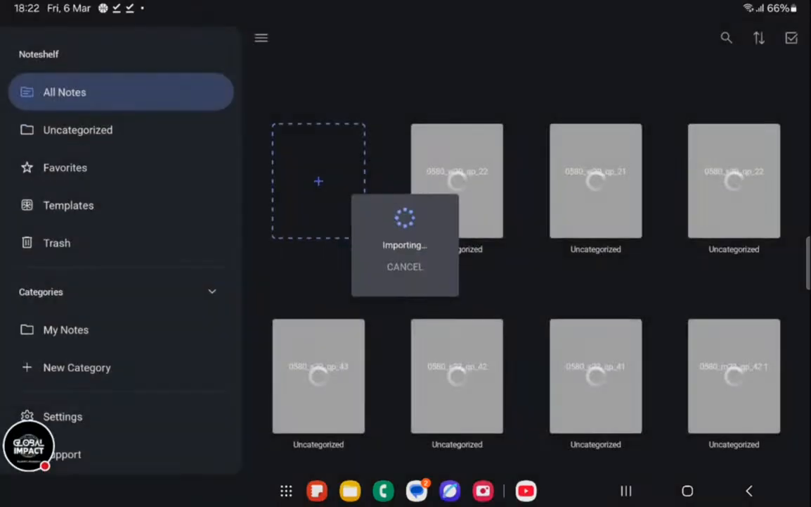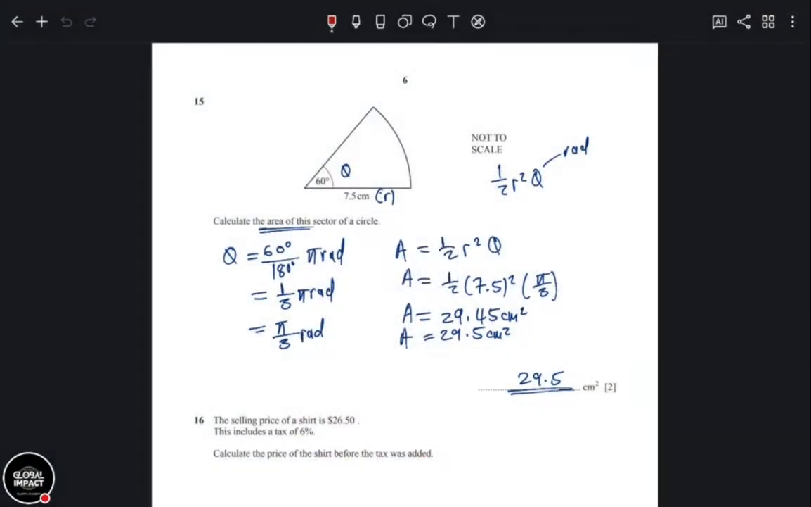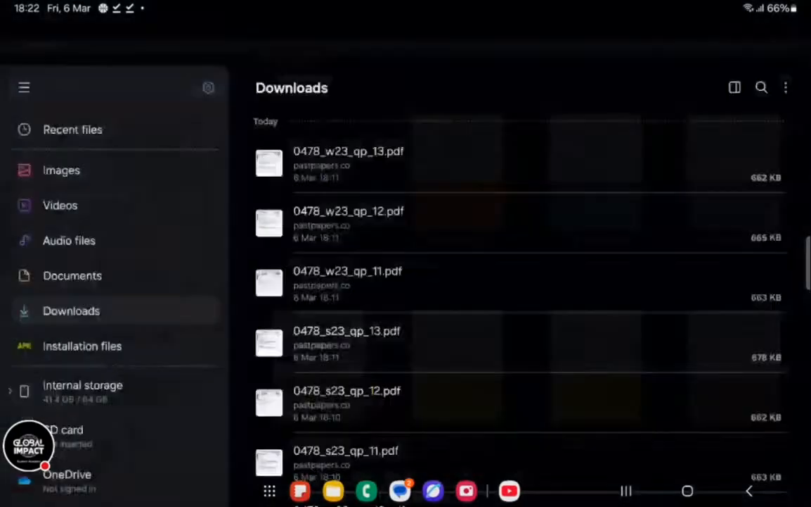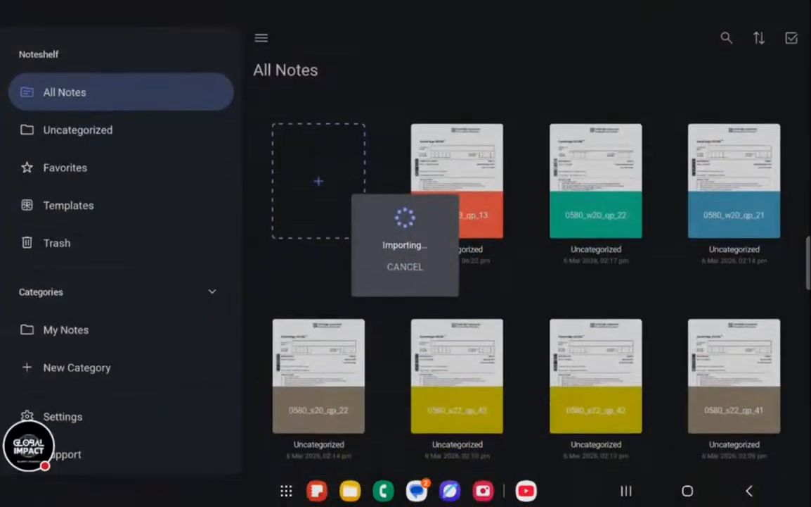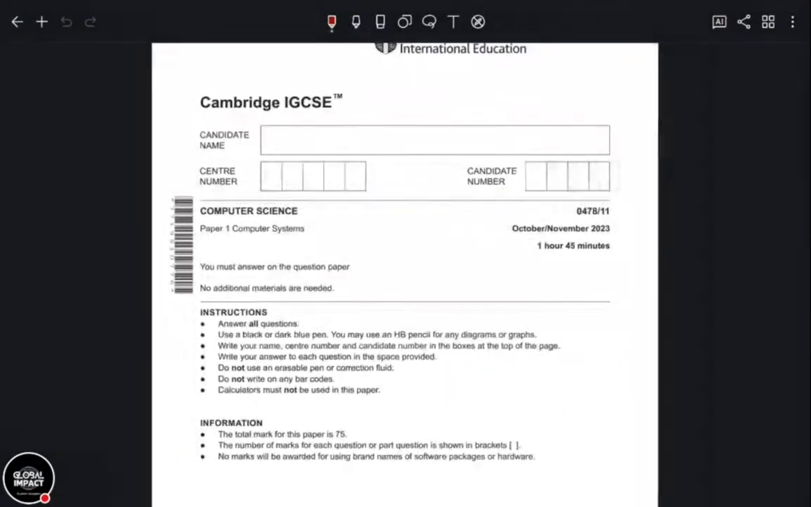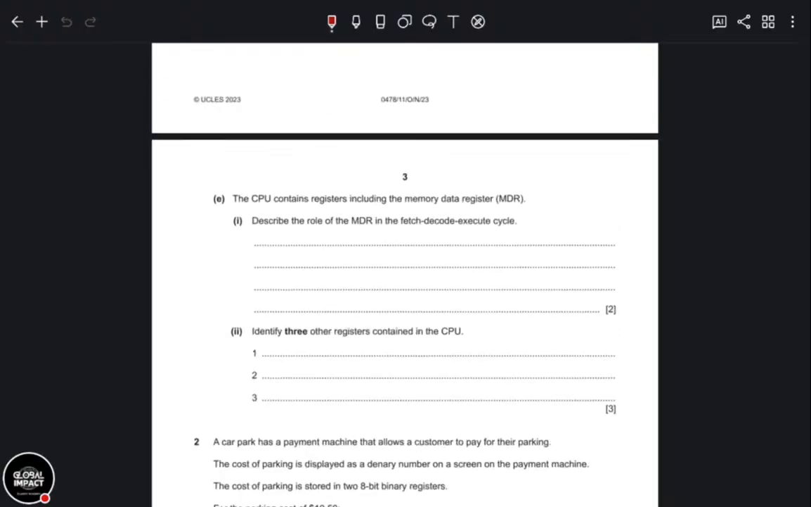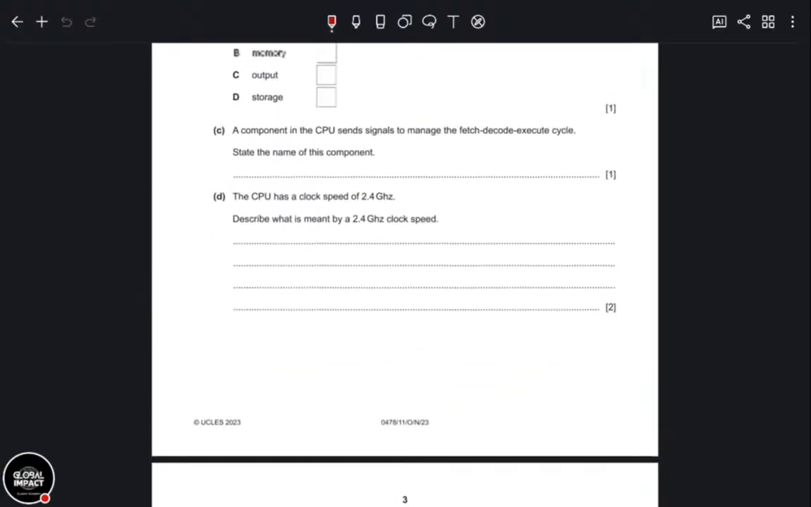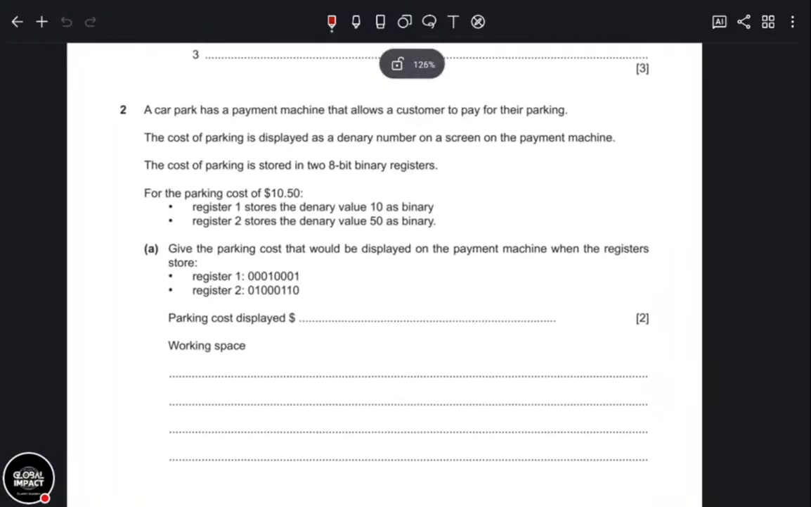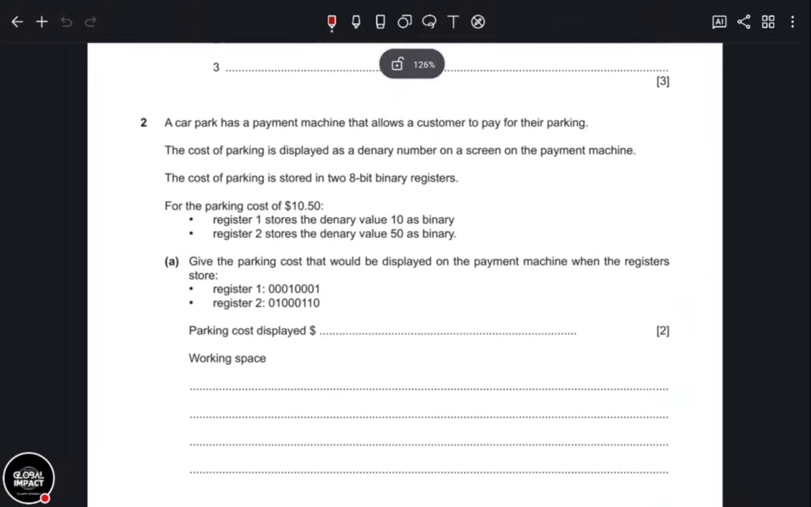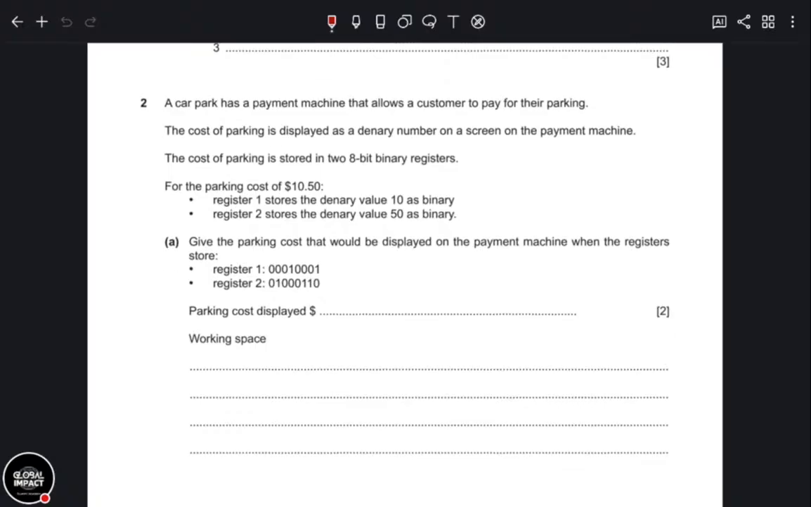We'll be moving as fast as we can. I'll start with October/November 2023, paper 1. All right, so here's the register, and they said some details.